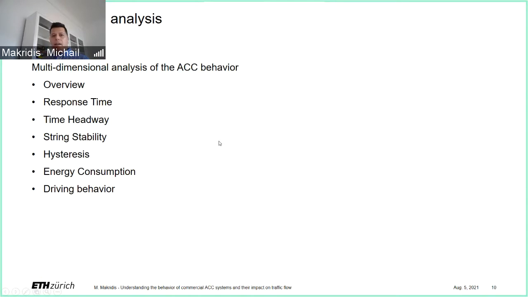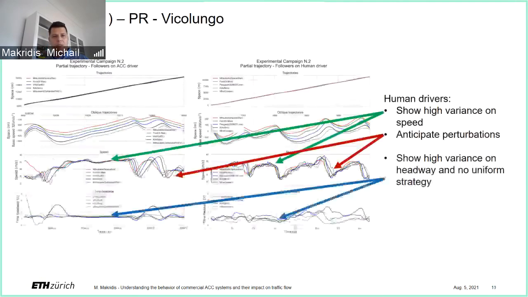Okay, and now the essence of this talk is to discuss, based on experimental observations, seven dimensions that we look into for the commercial ACC systems. I'm sure that there are more, and the reason for creating an open source hub is also this, so that other researchers can download the data and work on things that we don't have the capacity to work on. So I want to start with something generic, an overview of the data.